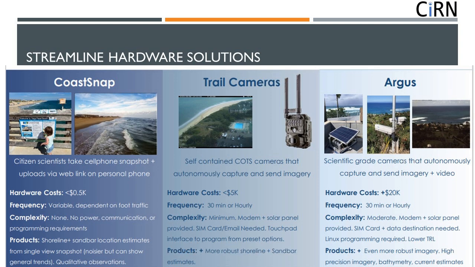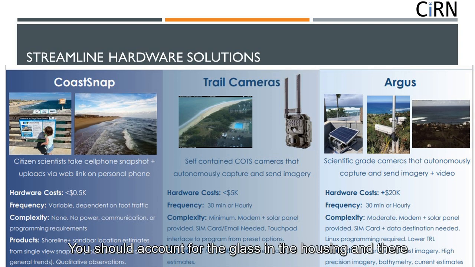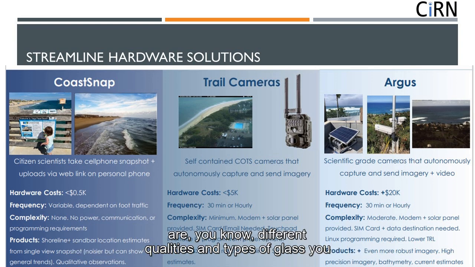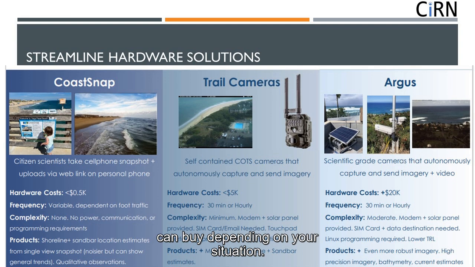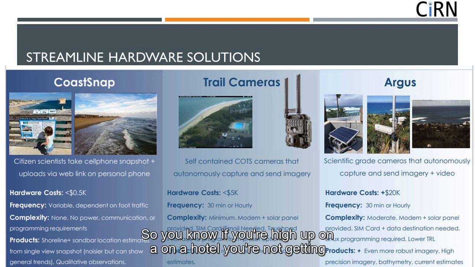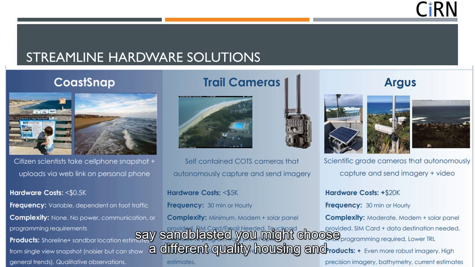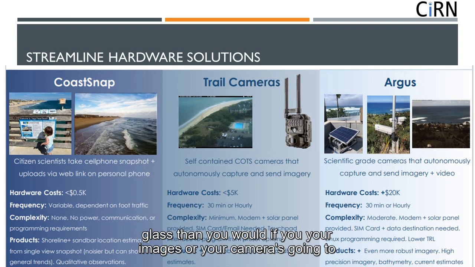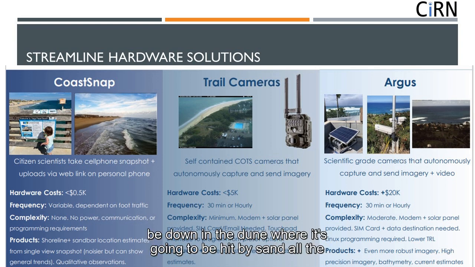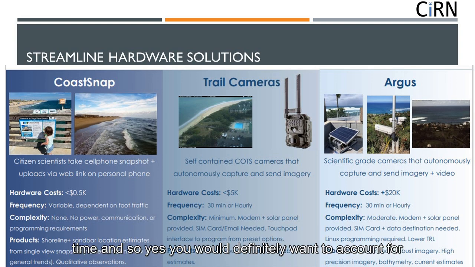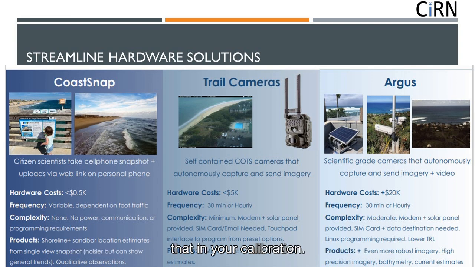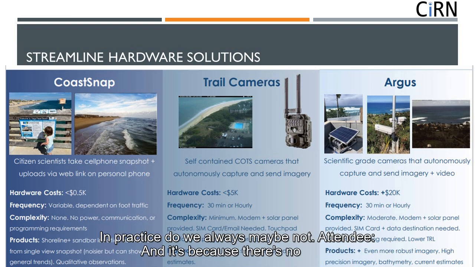Yeah, you should account for the glass in the housing, and there are different qualities and types of glass you can buy depending on your situation. If you're high up on a hotel, you're not getting, say, sandblasted. You might choose a different quality housing and glass than you would if your camera's going to be down in a dune where it's going to be hit by sand all the time. So yes, you would definitely want to account for that in your calibration. In practice, do we always? Maybe not.